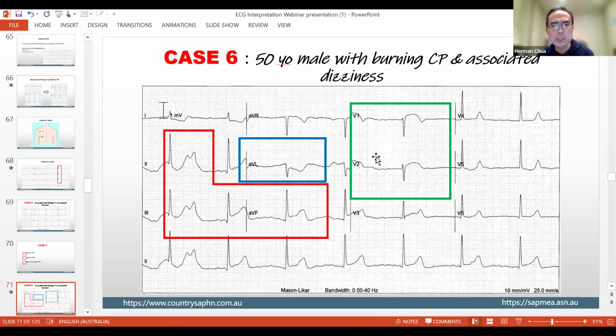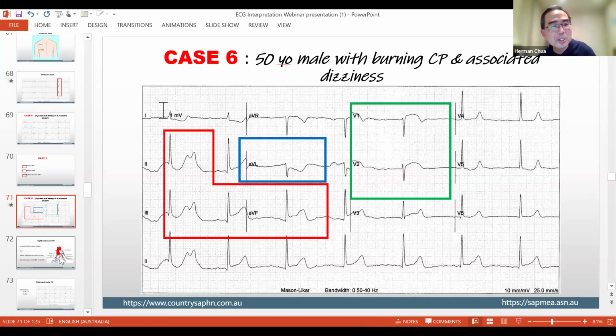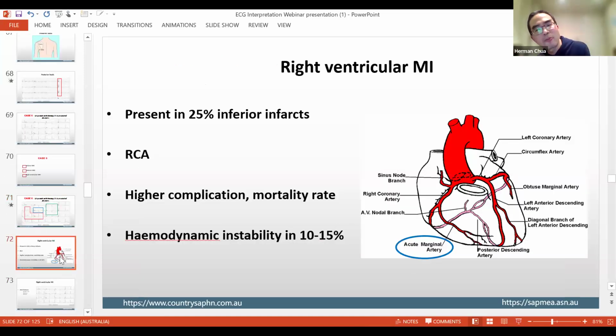These are the abnormalities. Okay, so basically, the ones who answered anterior MI, I get where you're coming from. You look at these leads and you think, hang on, convex shape ST elevation, leads V1, V2, those are septal leads, anterior leads, definitely an anterior, right? Okay, but actually it's not. This is actually an inferior MI with a right ventricular involvement.